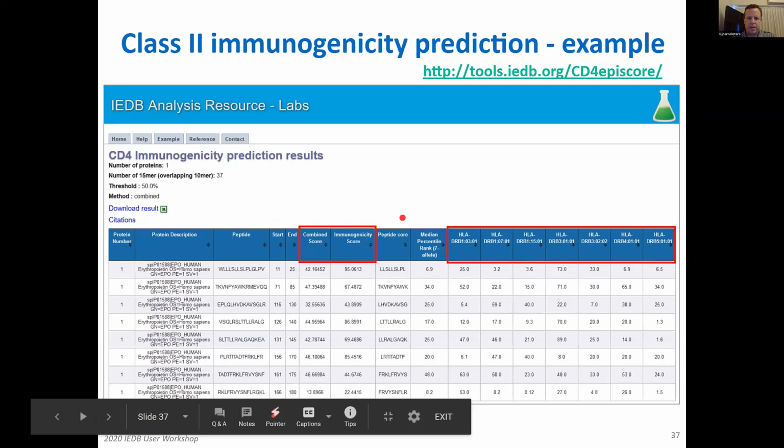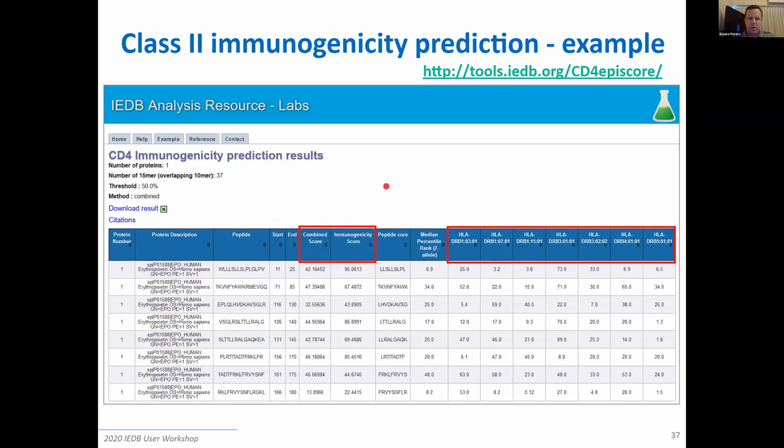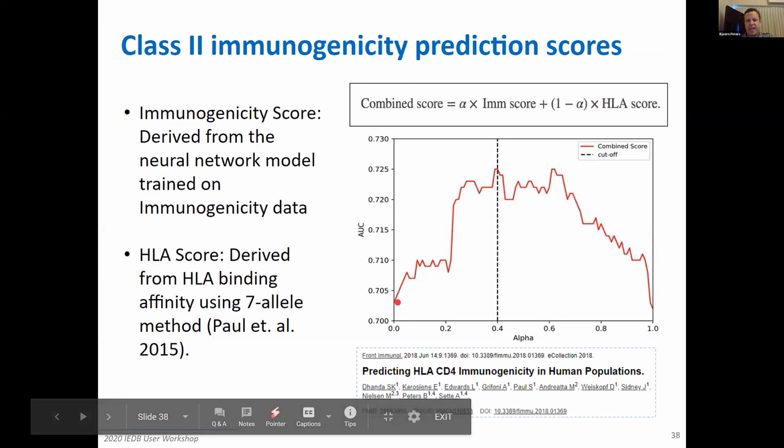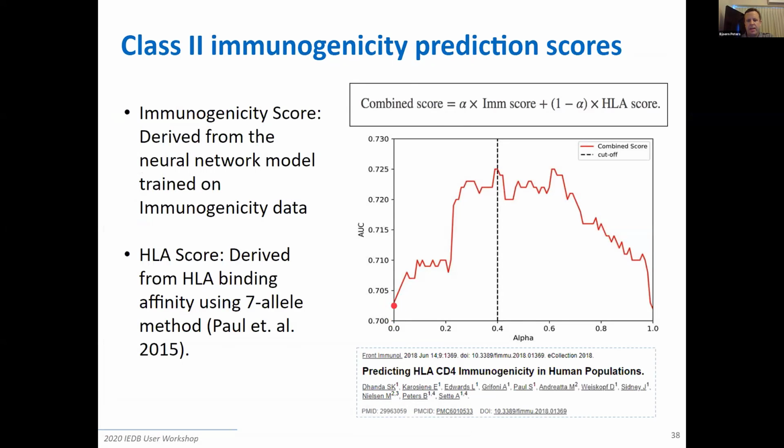So all of these are available, and the combined score is essentially using a mixture of the immunogenicity score and the median percentile rank. And here you see why, yes, it worked. You have an alpha scalar combining the immunogenicity score or the HLA binding score by itself, and then you see how the combination of the 2 works better.